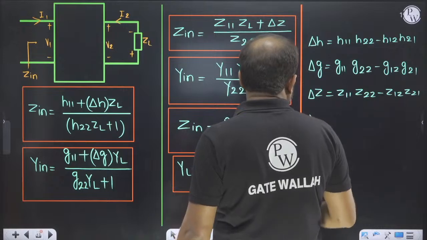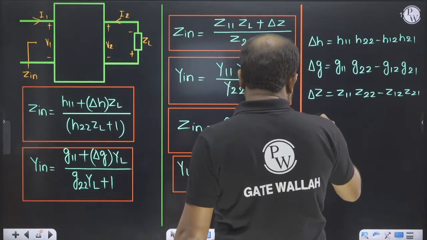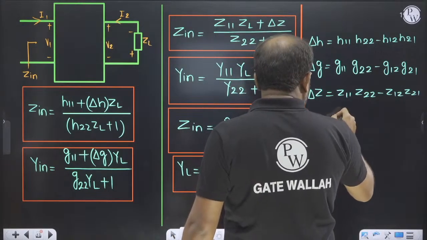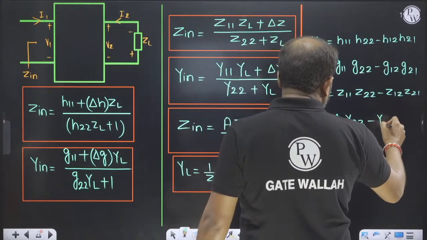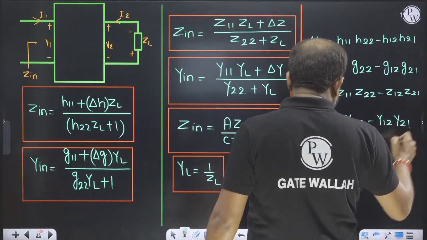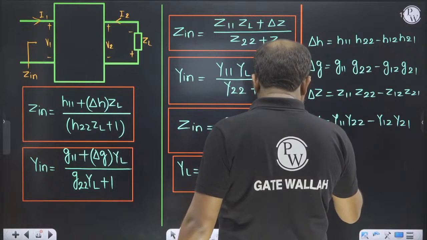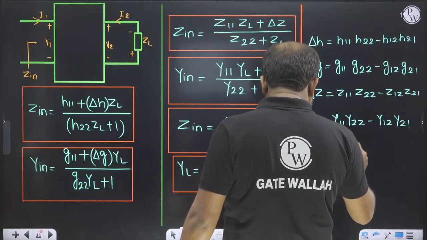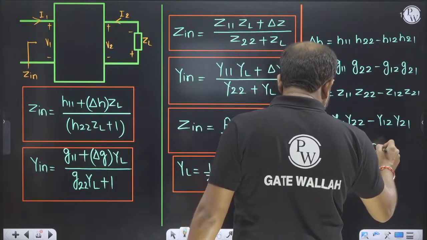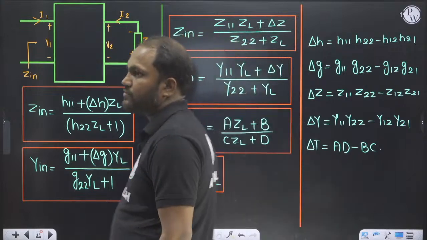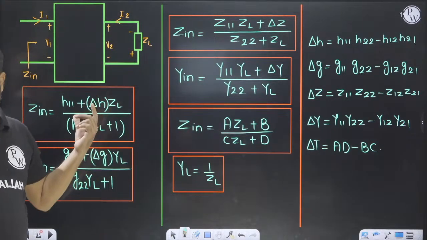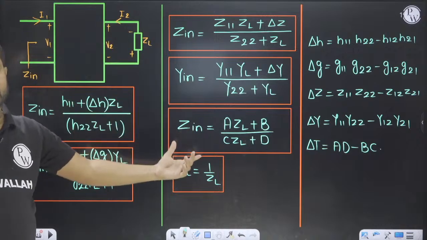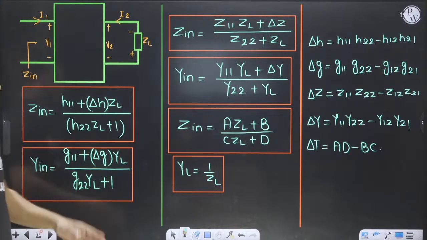And delta Y is equal to Y11 Y22 minus Y12 Y21. And delta T, for the transmission line matrix, is AD minus BC. So you can easily remember these points. If you want to derive, I taught you the derivation. If you just want to write down the formula, remember this formula.